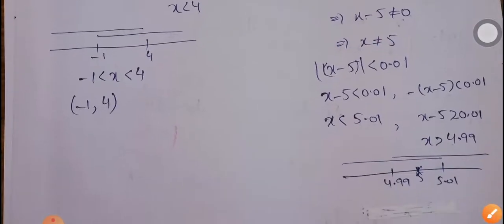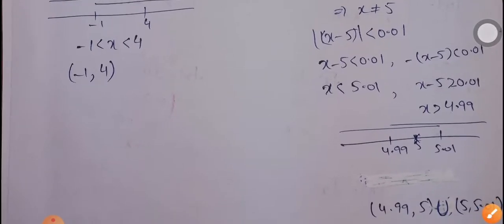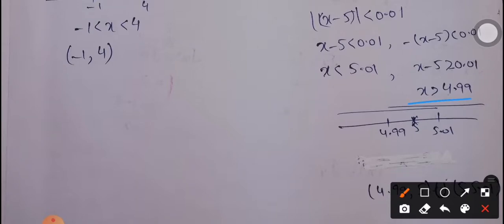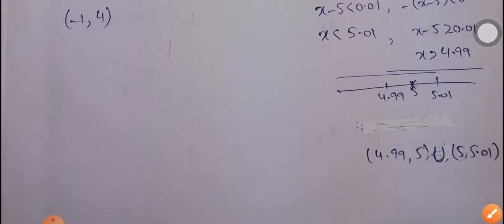Now we will solve the absolute value of x minus 5 less than 0.01, which is going to provide us 4.99 less than x and less than 5.01, and we know that 5 lies between these two numbers. So we have to remove 5, and we will have the two intervals: 4.99 to 5 open interval, union 5 to 5.01 open interval.